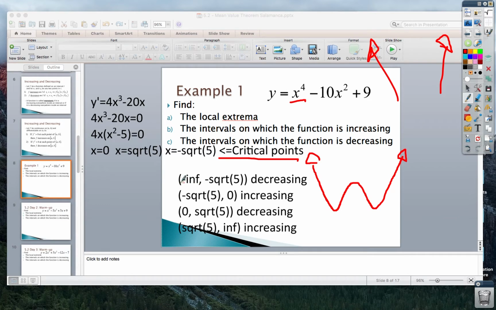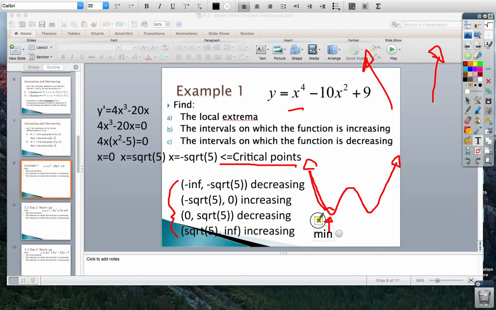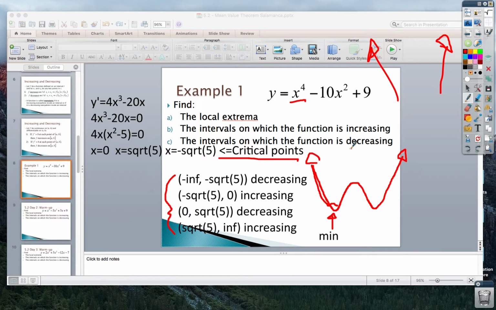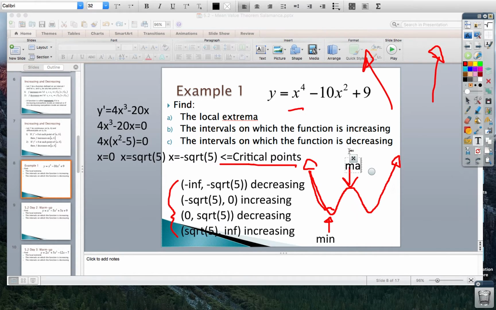Now, if we take a look at these values that we've just found here, that also tells us our max and minimum values. So if we look at this, we know from negative infinity to negative square root 5, it's decreasing. That means this is our minimum. And then we know that from negative square root 5 to 0, it's increasing. So we know that this is our maximum value.